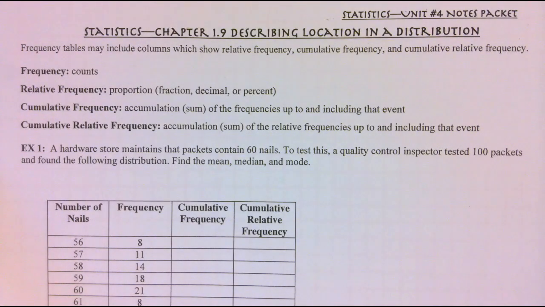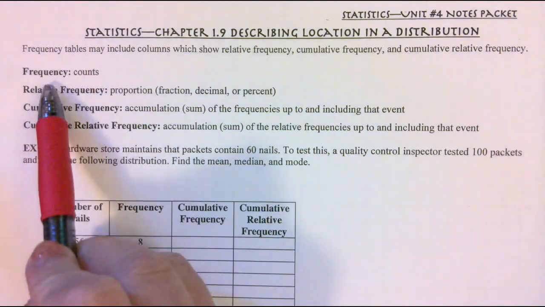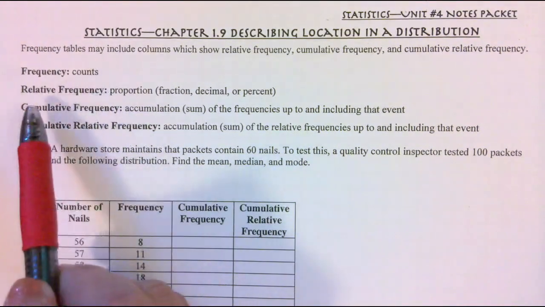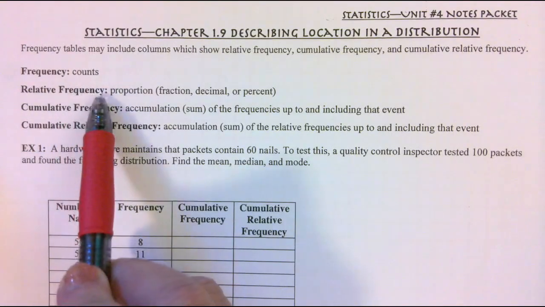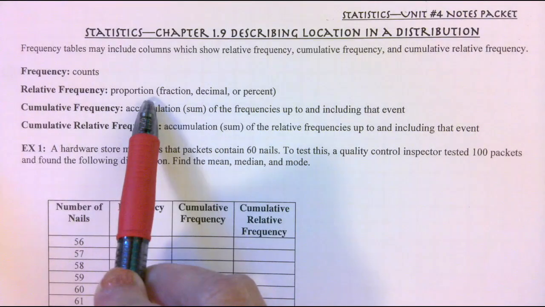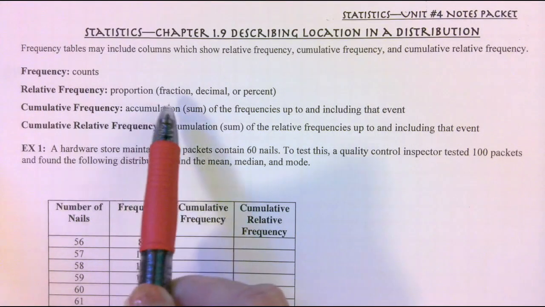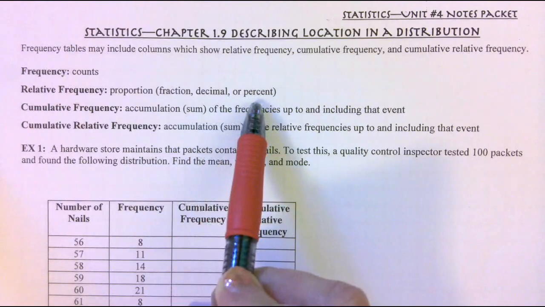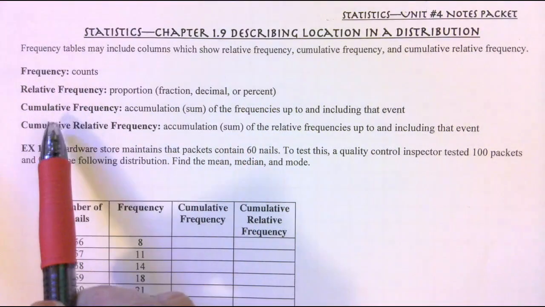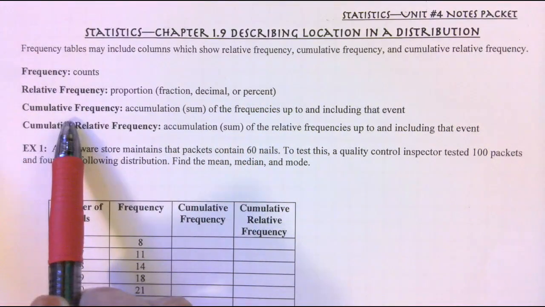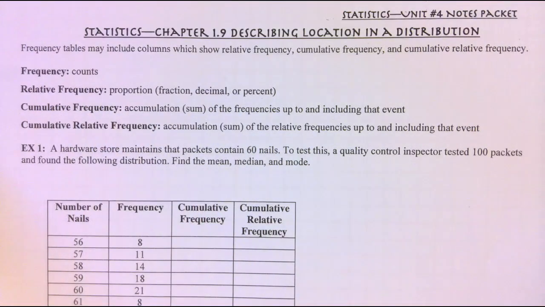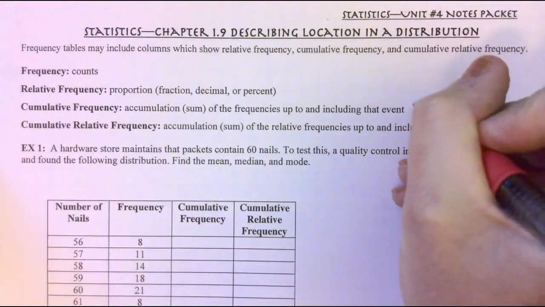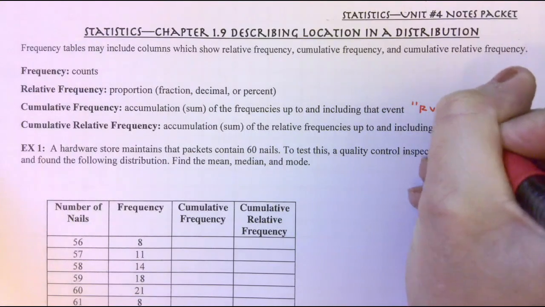So as we've already seen, we know that frequency means counts. Relative frequency, we're taking those counts and showing them in a proportional relationship. So expressing those parts of a whole in terms of a fraction, decimal, or percent. If we use the language of cumulative, we're looking at an accumulation or sum of the frequencies up to and including that event. So we think of this as a running total.